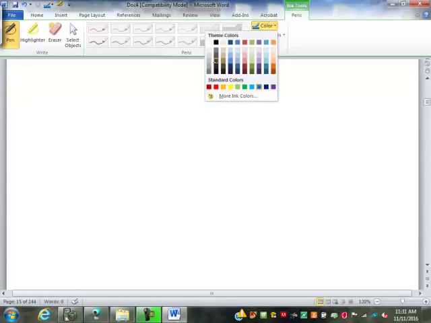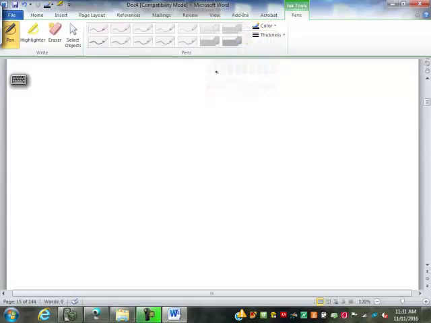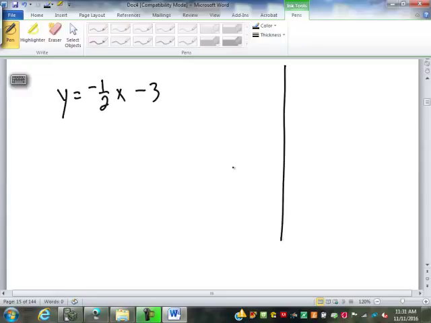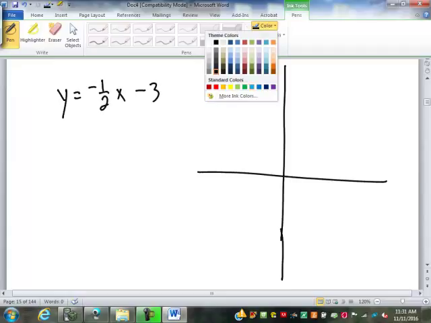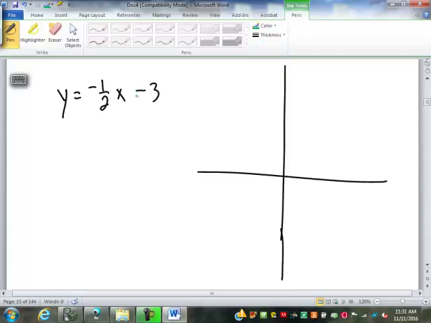Okay, so we saw last hour that if we have that equation set up in this form, y equals a number multiplying x, so let's go with negative 1/2 times x plus or minus another number. Let's go minus 3. Then we can graph it straight from the information in that equation. The minus 3 is our starting point. That means that from the origin, we're going to go down 3, and that's where we're going to start our line, right there.